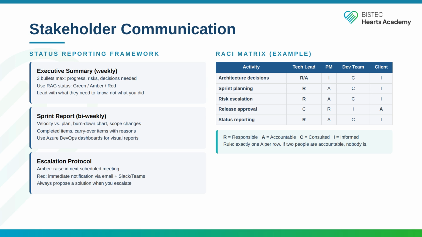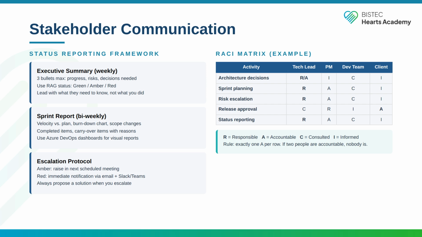Third, the escalation protocol. For Amber status, raise it in the next scheduled meeting and propose a mitigation plan. For red status, send immediate notification, email plus Teams or Slack message. Never escalate without a recommendation. "We have a problem" is useless to the person receiving it.